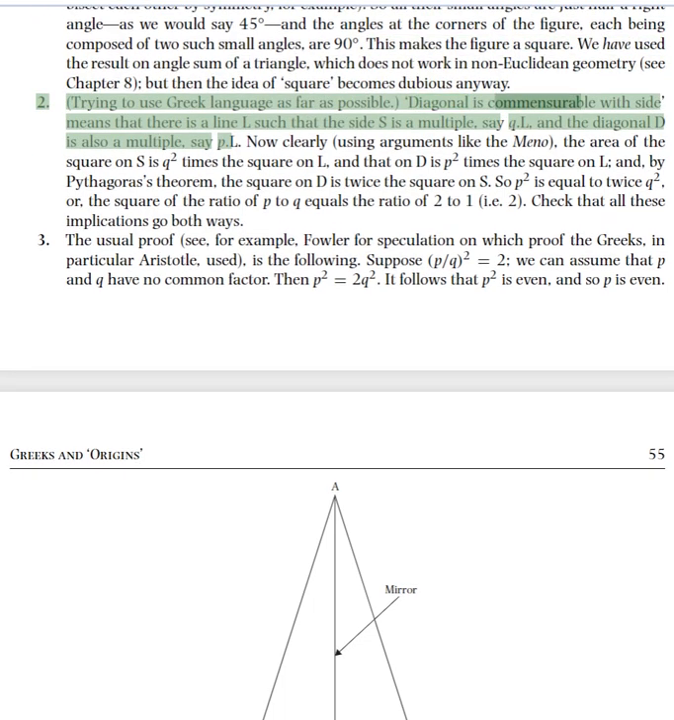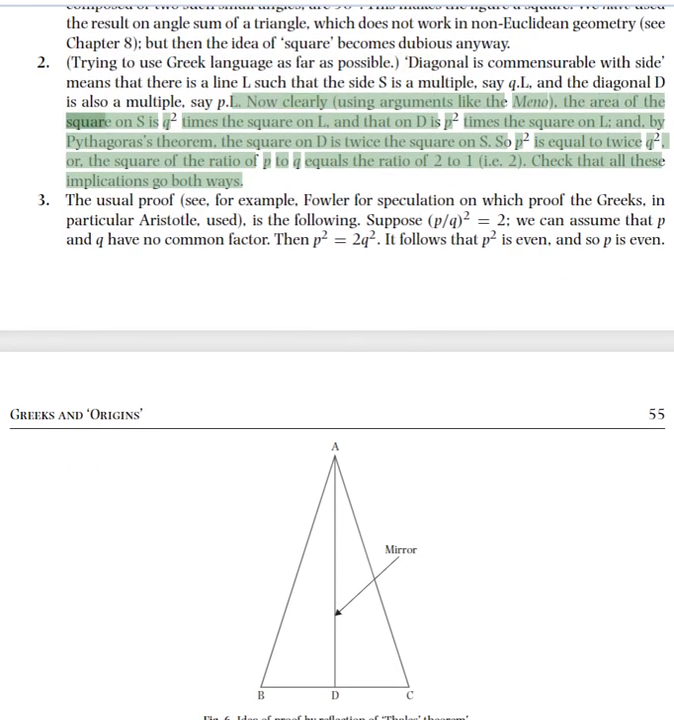2. Diagonal is commensurable with side. It means that there is a line L such that the side S is a multiple, say QL, and the diagonal D is also a multiple, say PL. Now clearly, the area of the square on S is Q² times the square on L, and that on D is P² times the square on L, and, by Pythagoras' theorem, the square on D is twice the square on S. So P² is equal to 2Q², or, the square of the ratio of P to Q equals the ratio of 2 to 1. Check that all these implications go both ways.